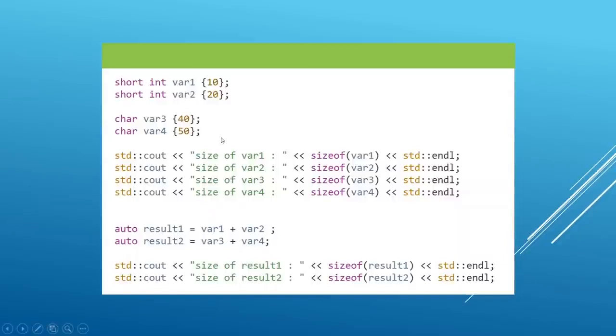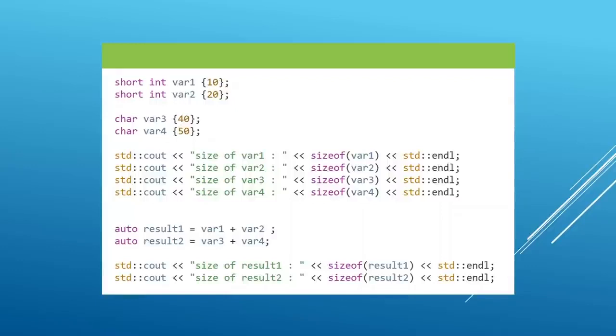If we look at this program here, for example, we have var1 and var2. They are stored in variables that are of type short int. And we have var3 and var4, which are stored in variables of type char. We can try and print the sizes, and we're going to get 2, 2, 1, 1 for these variables because a short int occupies 2 bytes in memory on my computer here, and the char occupies 1 byte in memory.